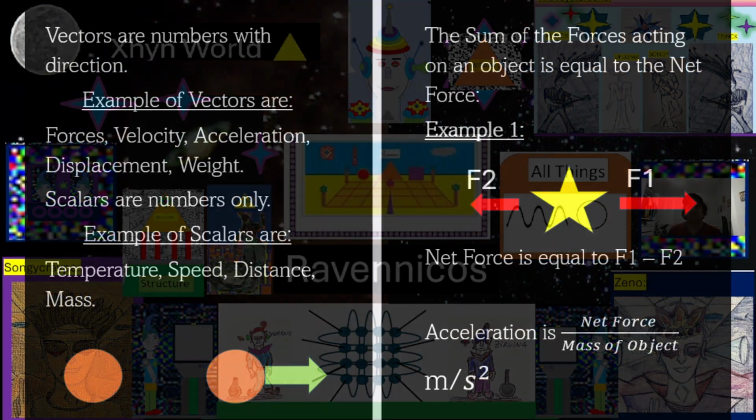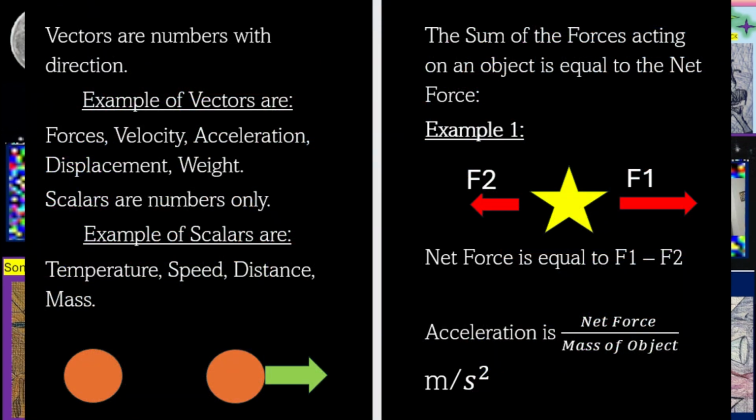Vectors are numbers with direction, so vectors have both magnitude and direction. Examples of vectors are force, velocity, acceleration, displacement, and weight. Weight is the force of gravity on an object, so it is a force; it has magnitude and direction. The weight that we experience, the force of gravity that we experience, is towards the center of the Earth.